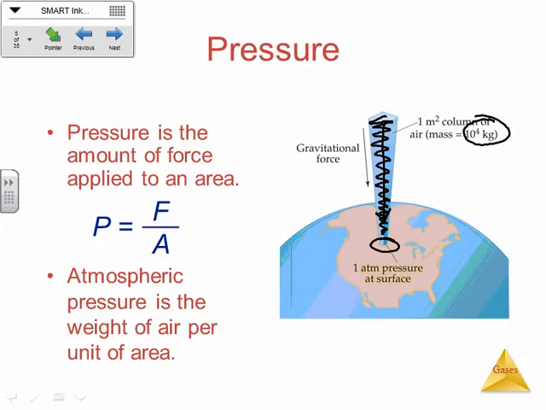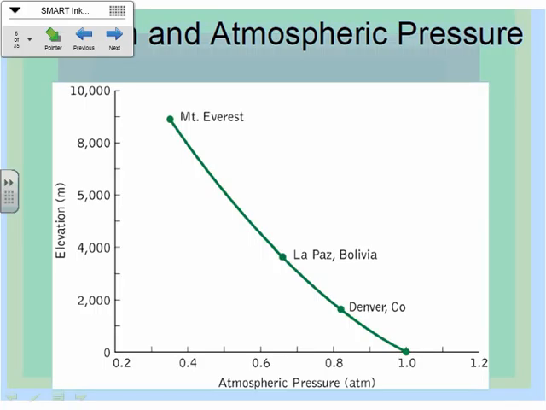So it's the weight of air per unit of area, and when we're talking about weight, we're talking about force, because force is really mass times acceleration. We talked about that in an earlier unit. And the acceleration due to gravity is 9.8 meters per second squared. So you just take the mass of that air, multiply it times the acceleration, and that'll give you the weight of the air. Then you just plug that in here. The weight of the air divided by the area that air is in is going to give you the air pressure.